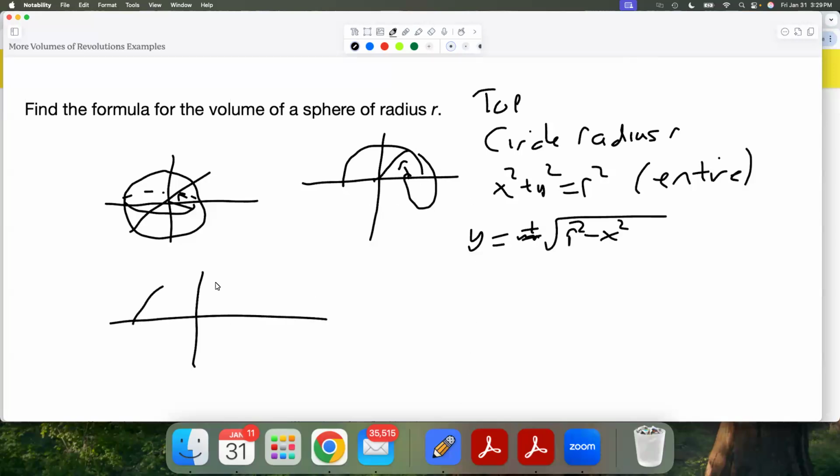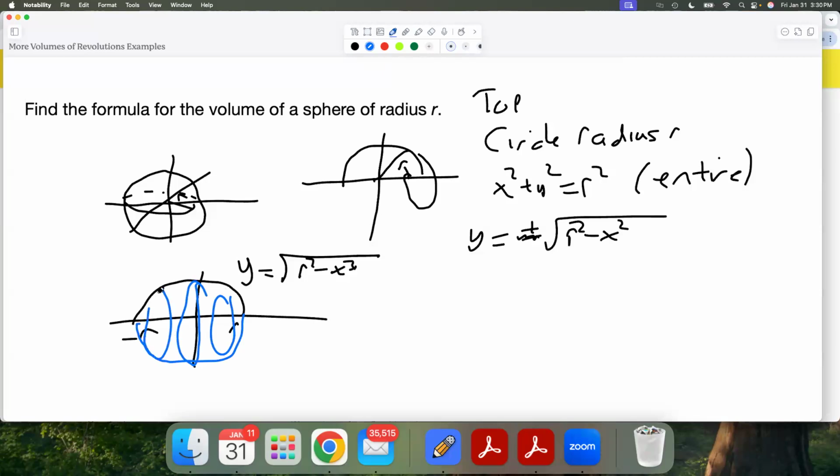So I've got this curve that goes from negative r to r. My curve is y equals the positive square root of r squared minus x squared. Positive half of that. Okay, now we're going to take that and rotate it around the x-axis. Ooh, rotate around the x-axis. We get a sphere. Like you know what we're going to get.